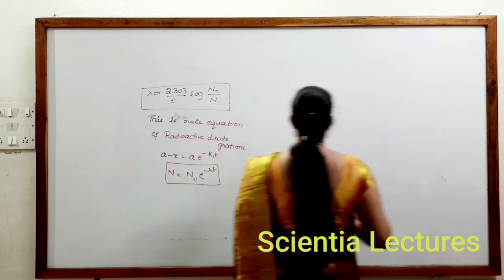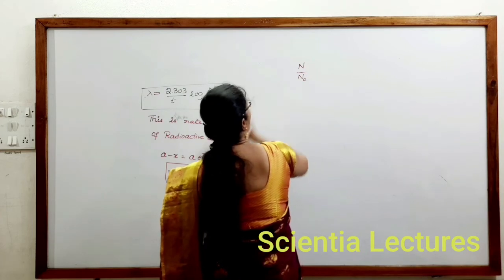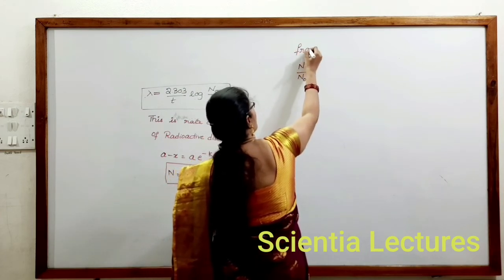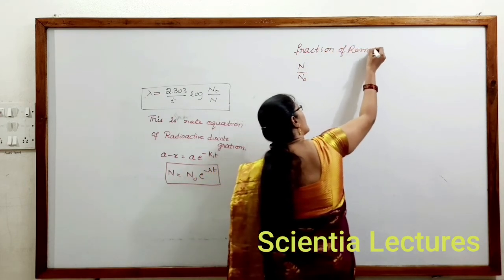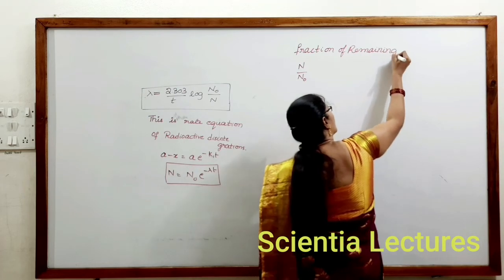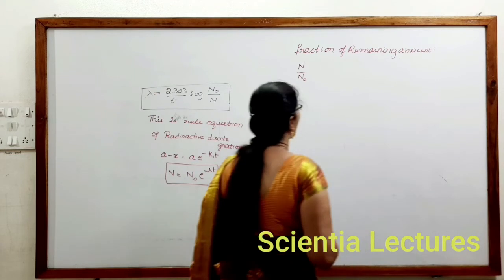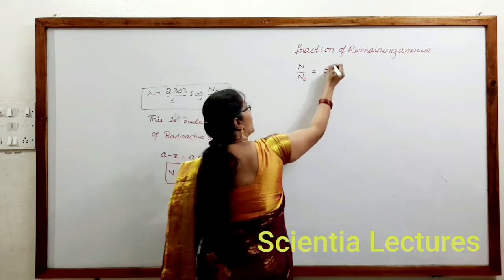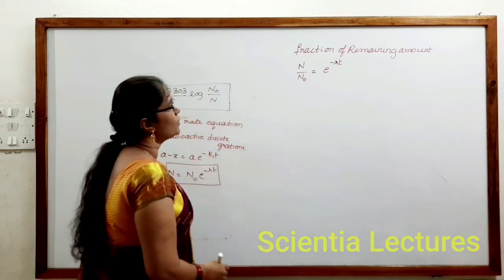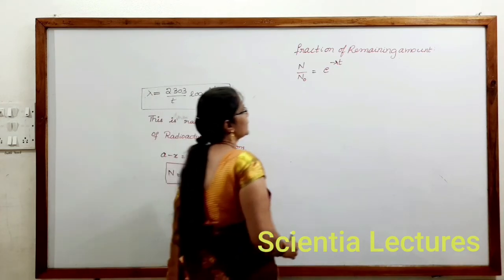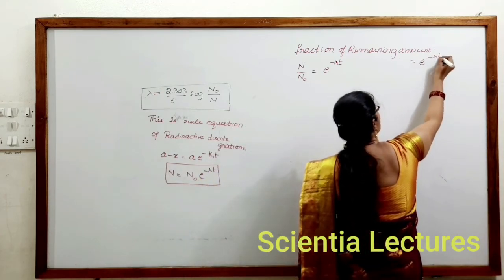Now from that, what is the fraction of remaining amount? N by N0. This is the fraction of remaining amount. So N by N0 must be equal to e power minus lambda t. So the fraction of remaining amount is equal to e power minus lambda t.